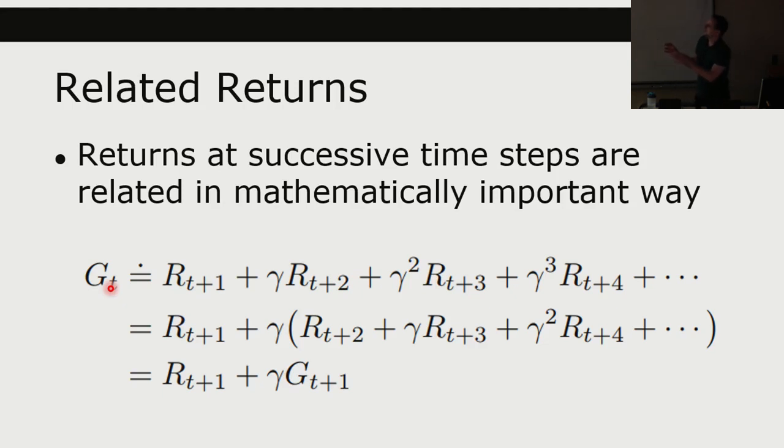So this idea that the return I would get at state S is somehow related to the return that I would get at state S prime is going to be very important a bit later in the lecture. So that's one concept: discounting, and how returns are related to each other based on the states.